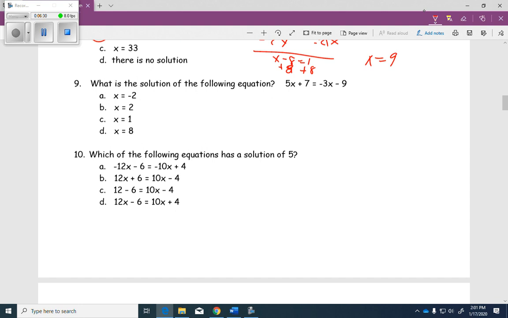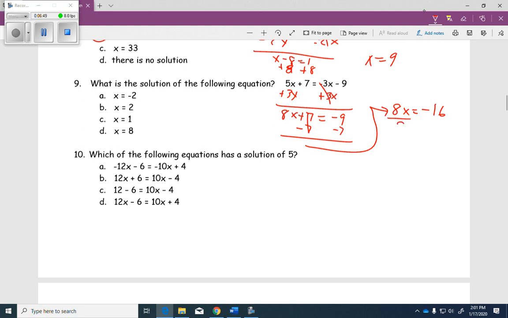The solution to this, I want to add 3x to both sides to get 8x plus 7 equals negative 9, and then subtract 7 from both sides. I'm going to come over here. So 8x equals negative 16. Divide both sides by 8. X equals negative 2. Choice A.